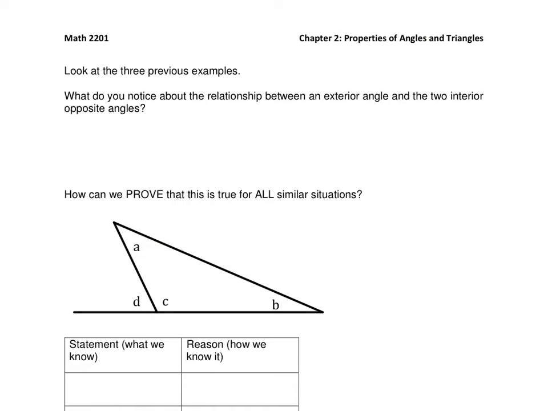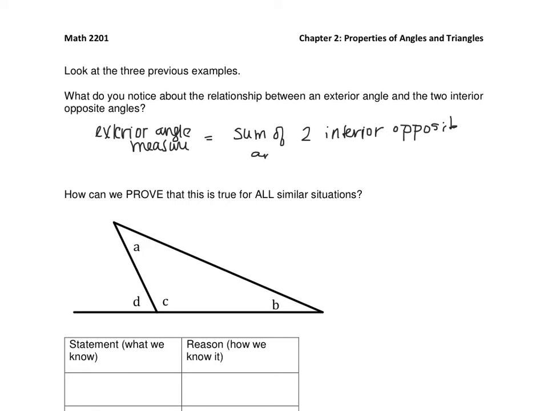Okay, so we have to look back at the last three examples that we just did, and you should notice a relationship between the exterior angle and the two interior opposite angles. And that relationship is that the measure of the exterior angle equals the sum of the two interior opposite angles of the triangle. And what we mean by the interior opposite is that they're on the inside of the triangle and they're the ones that aren't next to the exterior angle.